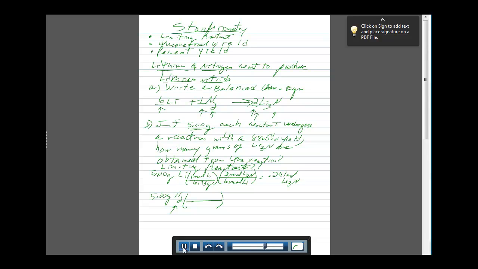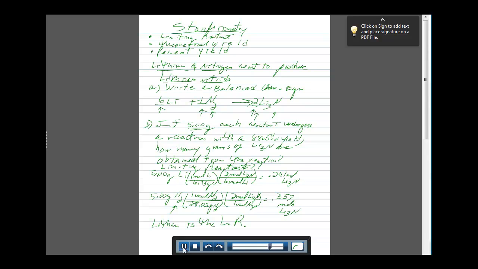When I do the same thing with nitrogen, I have 5.00 grams of nitrogen for every 1 mole. Of course, there's 28.02 grams of nitrogen in the molar mass. Then from my balanced chemical equation, my mole ratio of 2 moles of Li3N to 1 mole of N2 gives me 0.357 moles. Now, the question is, which is the correct amount? Well, remember that limiting reactant is going to be the substance that produces the least amount of product. And so here the lithium is going to be the limiting reactant.